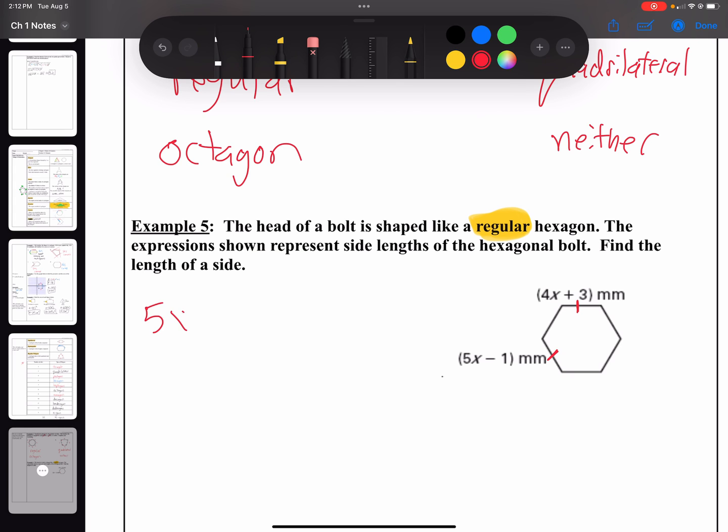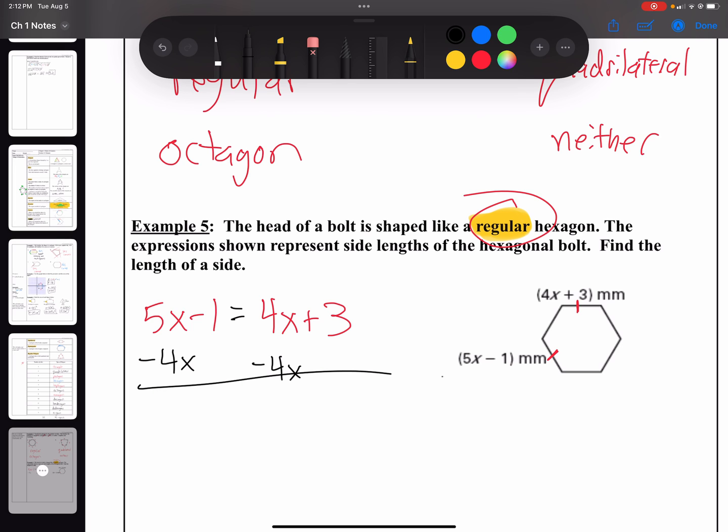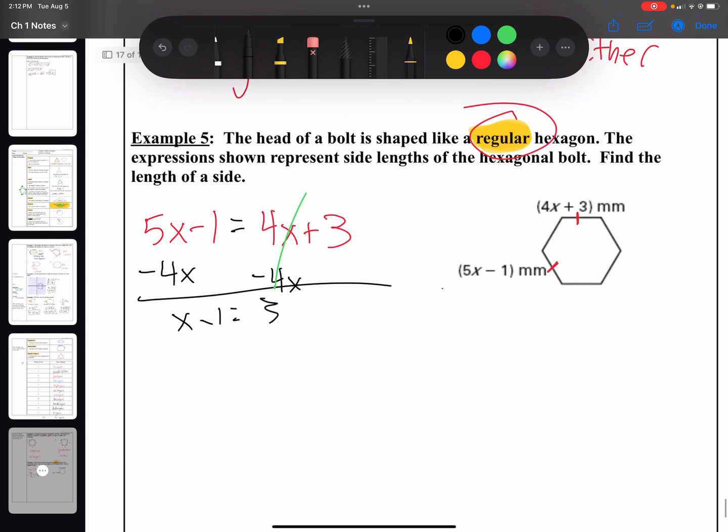That means the 5x minus 1 has to equal the 4x plus 3. And again, why am I allowed to set them equal to each other? Because they said it was a regular hexagon. So let's solve this equation for x. We're going to subtract 4x from both sides. We get x minus 1 equals 3. We can add 1 to both sides, and we get x equals 4.